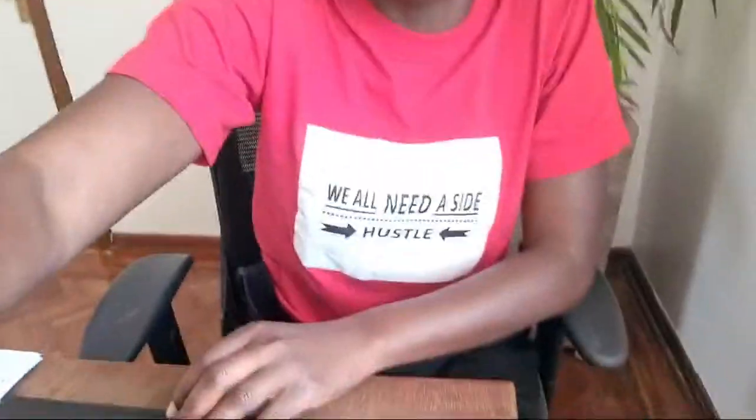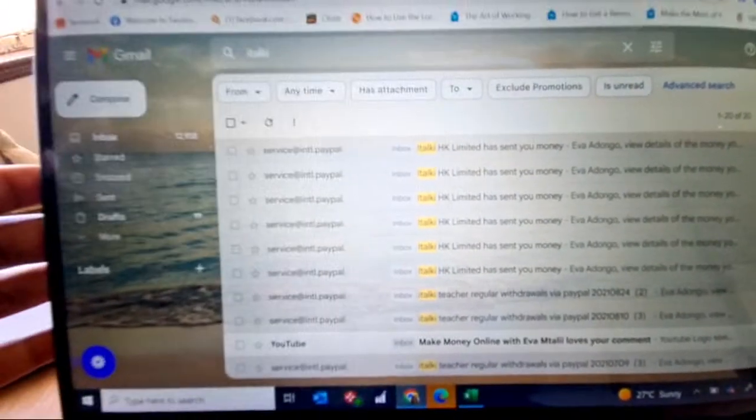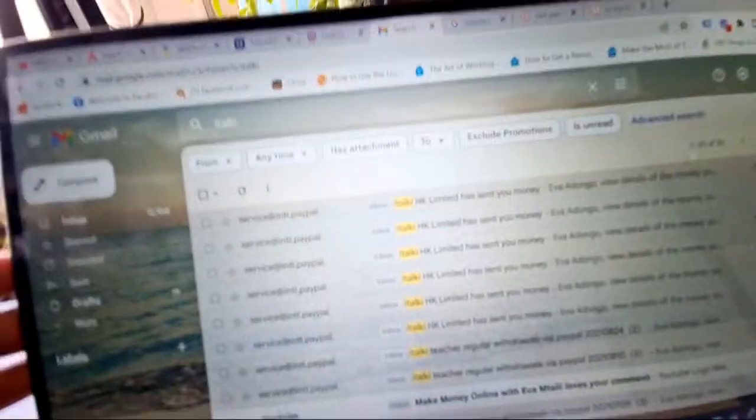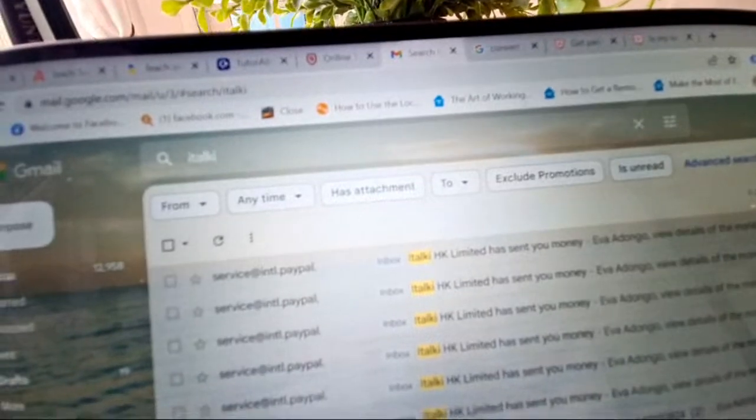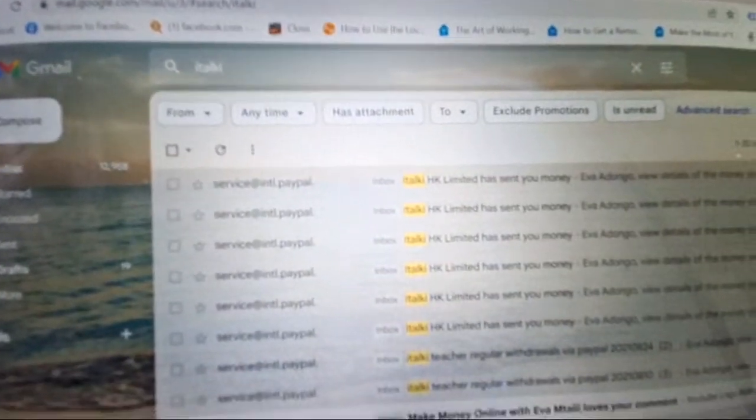teach on Italki. In terms of payment, personally, I get paid via PayPal. I'm just going to show you one, not to brag or anything, but you can see right here. Yeah, now you know both of my names. Those are the payments. You can see they come from Italki. These are some of the payments I've had. Let me just show you how it looks.